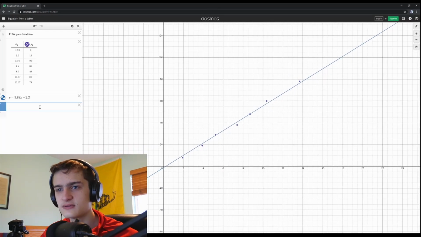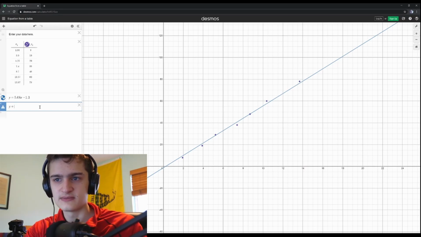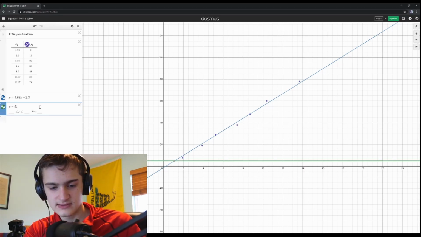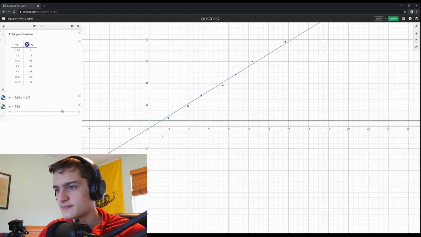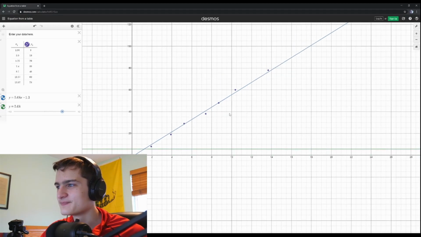So we take the derivative of this, it's going to be y prime. It's going to be equal to 5.68. Just using power rule, it's pretty simple. Yep, that's my rate of change, boys. Basically nothing.